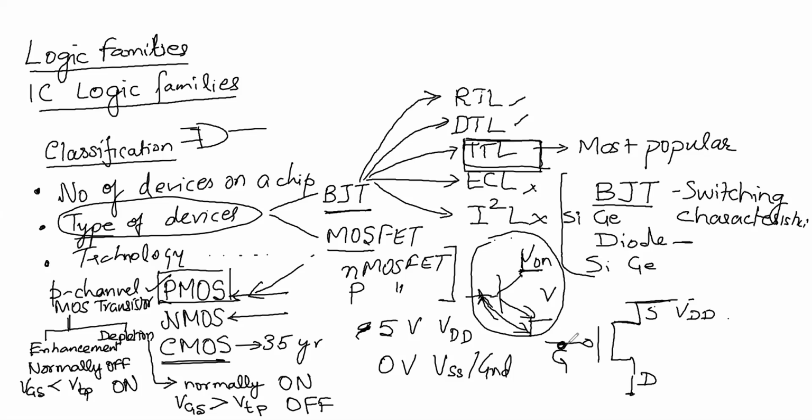Now the VT of a PMOS transistor is typically a negative value. So you need to apply a VGS which is more negative to turn on an enhancement mode device. This is the typical enhancement mode device. If you have a depletion mode device, it is denoted by an additional line in the channel which says the channel exists normally.